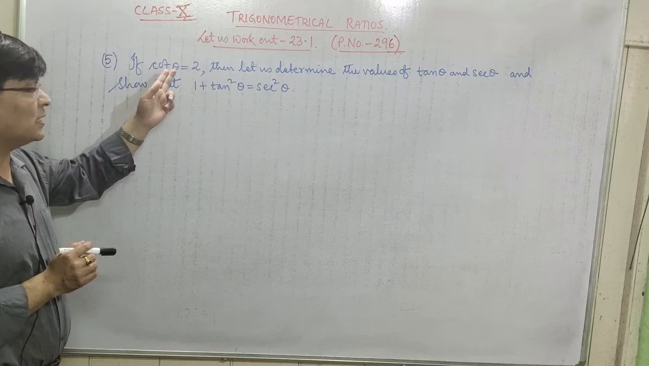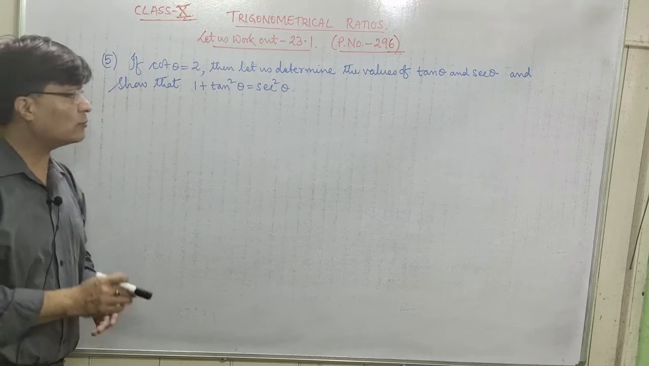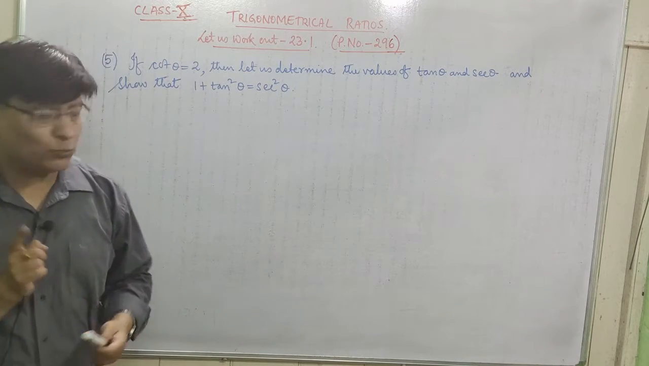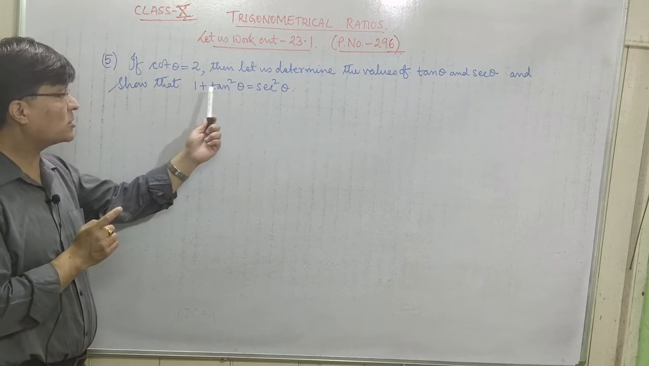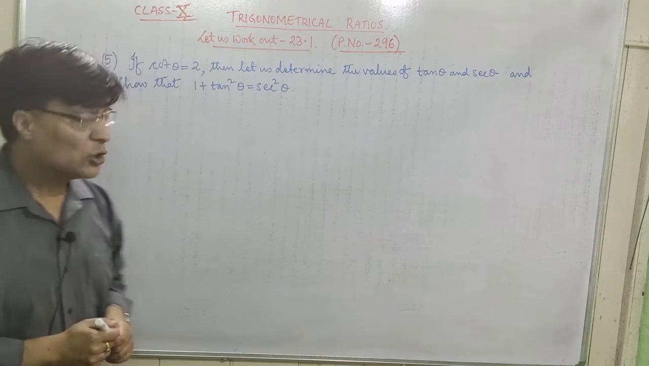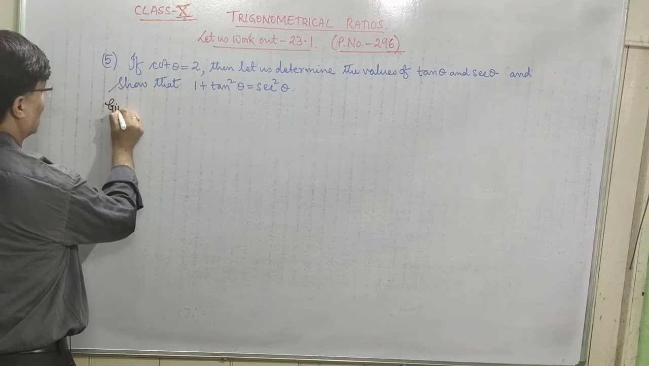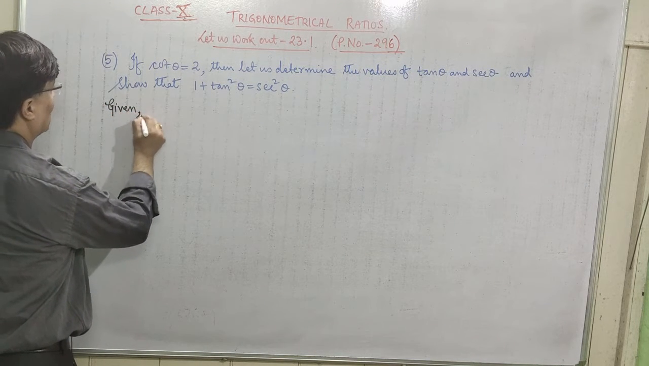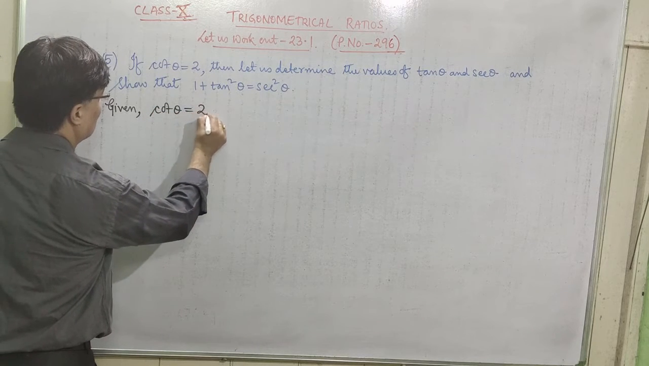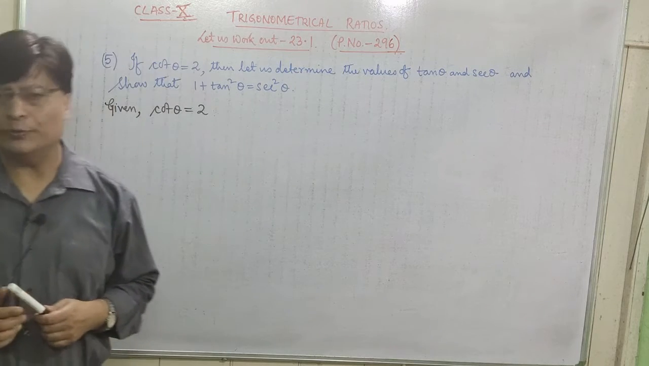Now your cot theta is equal to 2 is given. From this value for cot theta, you have to determine the values of tan theta and sec theta first. Then we can prove that 1 plus tan square theta is equal to sec square theta. Is that clear? So let us find it now. Here given is cot theta is equal to 2.